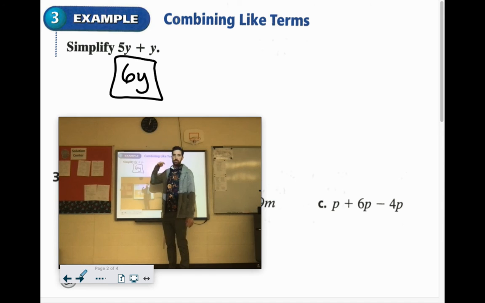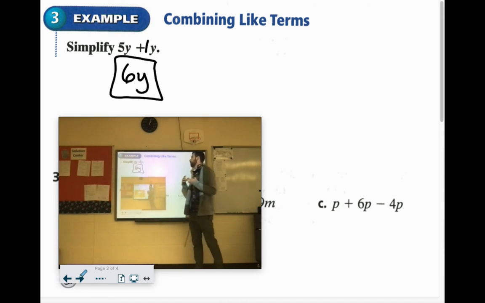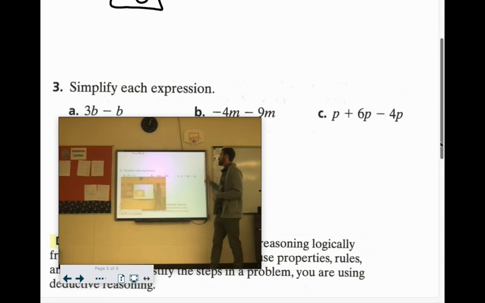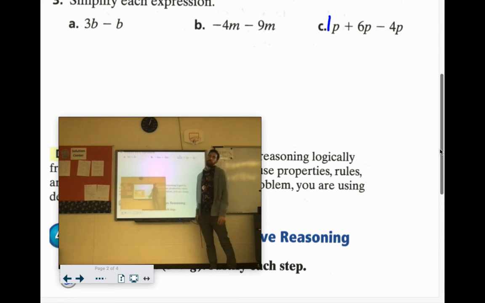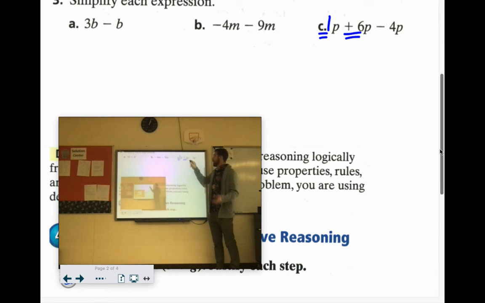So always remember, if it's just y or x, that means 1y or 1x. So if there's no coefficient written there, it's an invisible 1. Ooh, invisible. So I want you to try, let's do one of these together, and then I want you to try the other two. So we'll do C together. We have 1p plus 6p minus 4p. They're all p. So if we do 1 plus 6, we're at 7. And 7 minus 4 is 3. 3p.